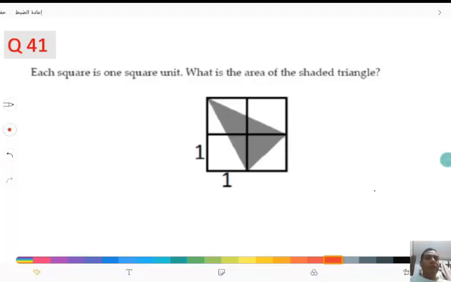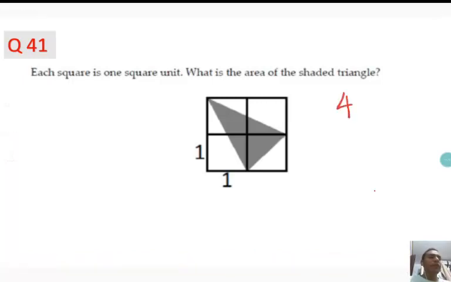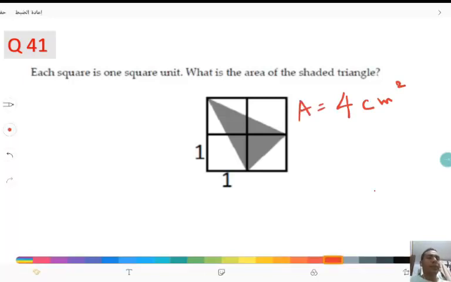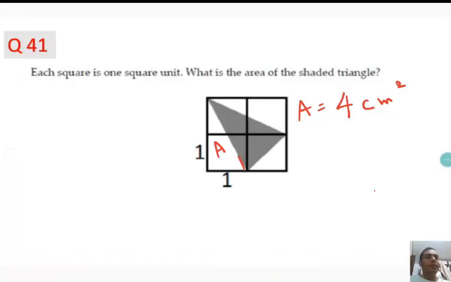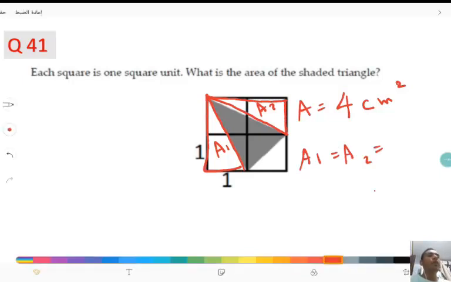Each square is 1 square unit. What is the area of the shaded triangle? Alright, so the total area of the square is 4 centimeters squared. This is the area of the square. For A1 here and A2 here, A1 equals A2 equals a quarter of the total area of the square, which is 1 centimeter squared.